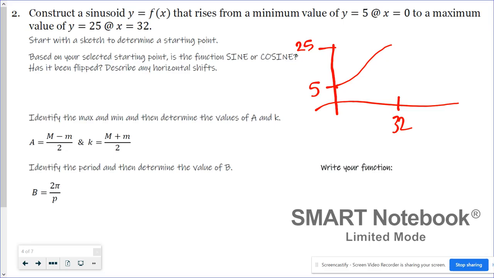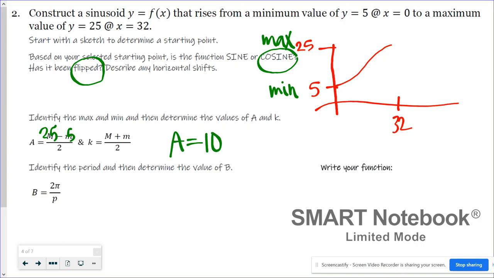Yeah, cosine does. Cosine can totally start at a minimum. When it does, it has been flipped. And we are starting right away on that y-axis, so there's no horizontal shift, okay? Amplitude and midline: since my max and minimum values were given to me, why not use them to find my amplitude and midline? So amplitude is going to be equal to 25 minus 5, which is 20, divided by 2 is 10. And then the midline, I'll go 25 plus 5, so that's 30, and 30 divided by 2 is 15.